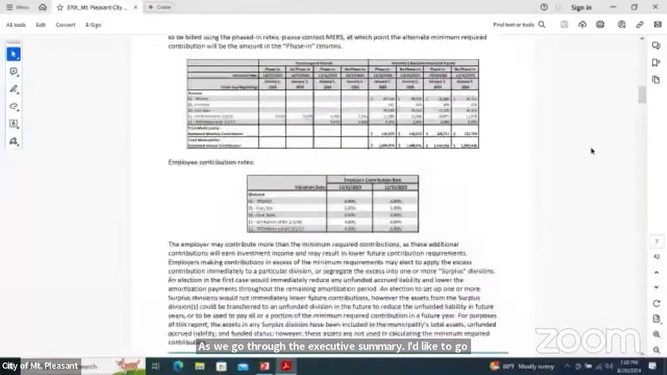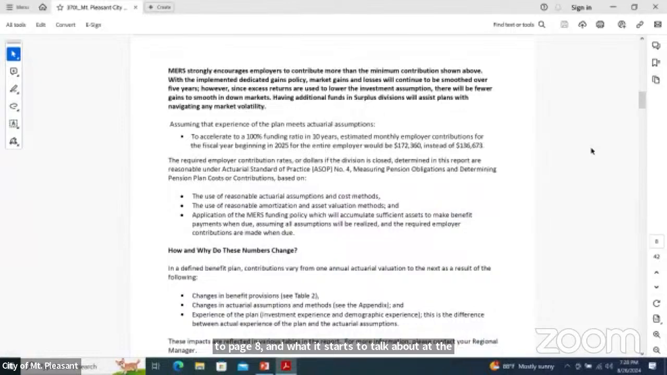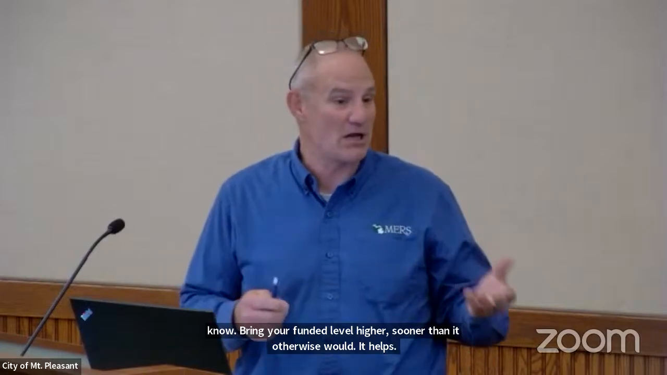So as we go through the executive summary, I'd like to go to page 8. What it starts to talk about at the bottom of page 7 and page 8 is that MERS strongly encourages employers to contribute more than the minimum required contribution. And you have done that in the past, and I'll show you exactly where that is. One of the reasons is it will help bring your funded level higher sooner than it otherwise would. It helps to withstand some of the market losses in down years. And then when those assets are in there, it will help take advantage of the market returns in good years.